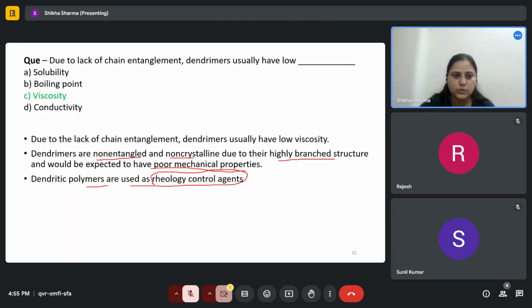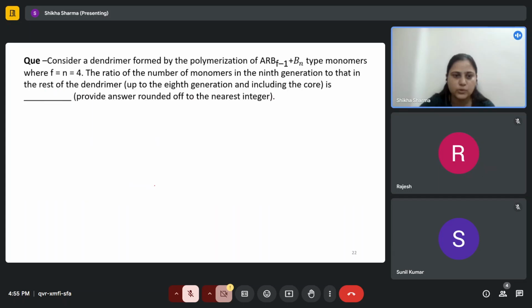Right? Why do we have the low viscosity? Because there is a high number of branches, right? So let's move to the next question.